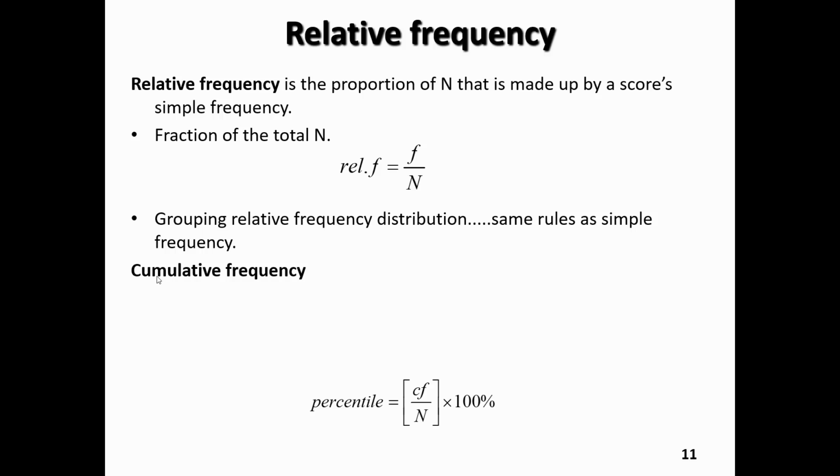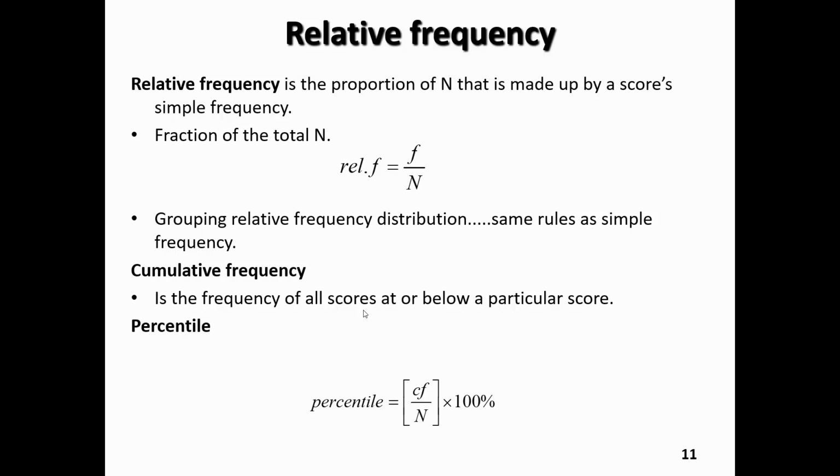The next step is to calculate what's called a cumulative frequency, and as the term suggests, this is the frequency that accumulates as we move through the table along the different rows. And so really what we're calculating here is the frequency of all the scores at or below a particular score. And in tabulating the accumulation, it's the accumulation of those scores.